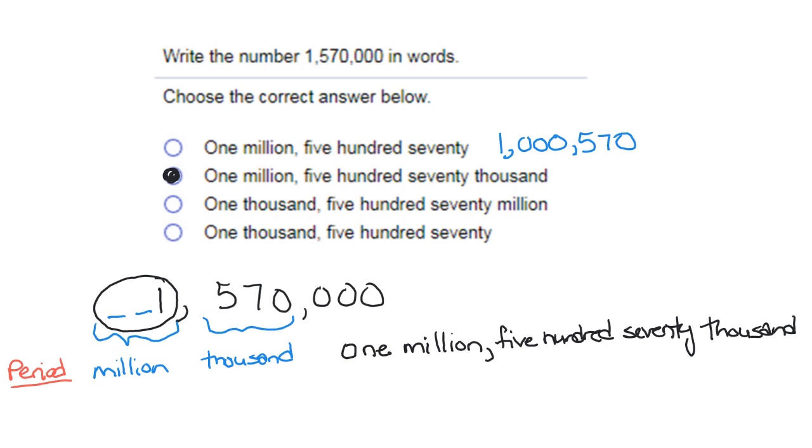The third one says 1,570 million. That one doesn't make sense on its own, because we know that the million period occurs first, before the 1,000 period. So that's in reverse order, and that one would not work. And then we have 1,570. So then this would be 1,570. So you can see that those other answers would not make sense.